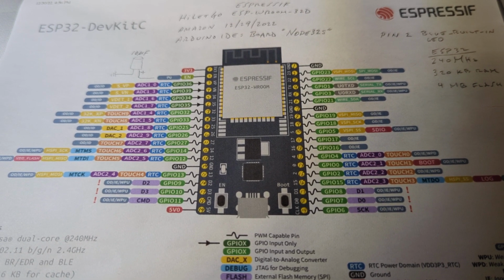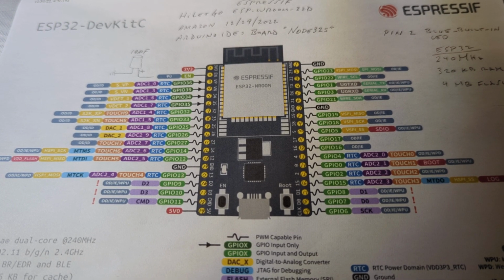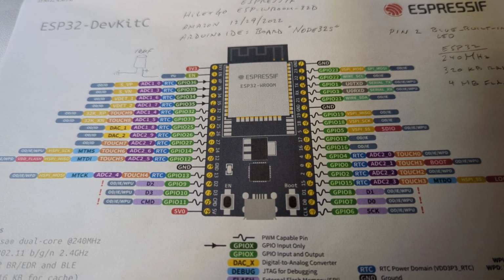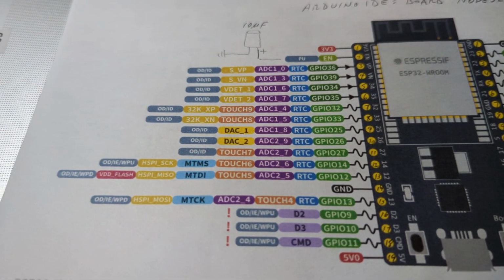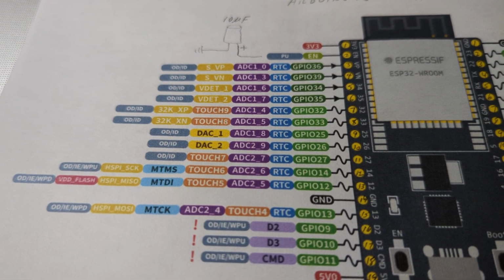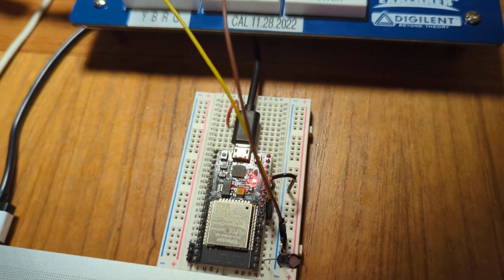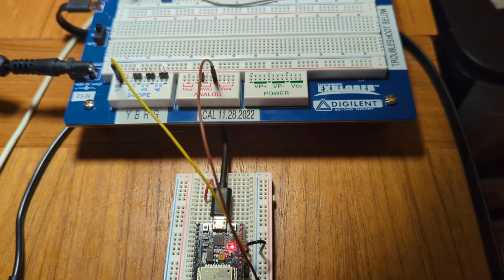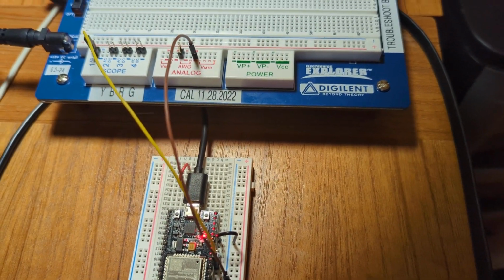Alright, so I'm playing around with my ESP32 microcontroller board with the goal of generating waveform outputs from the DAC channels. And there's two DAC channels over here, GPIO 25 and 26. And I've got my board hooked up with GPIO 25 connected to my Digital and Electronics Explorer board, so I can look at the waveform output.